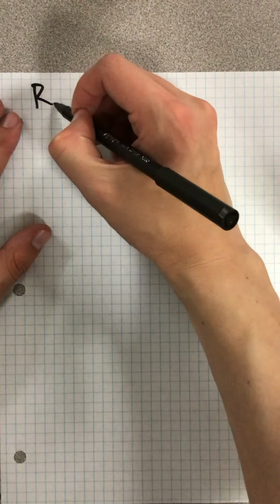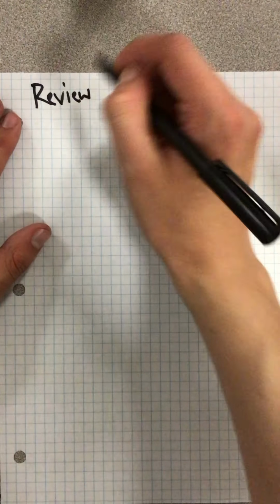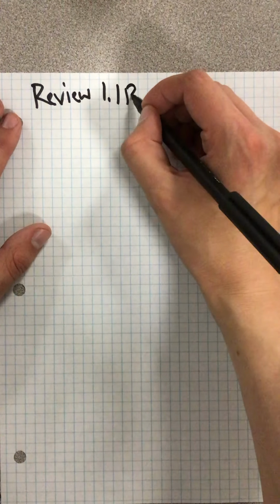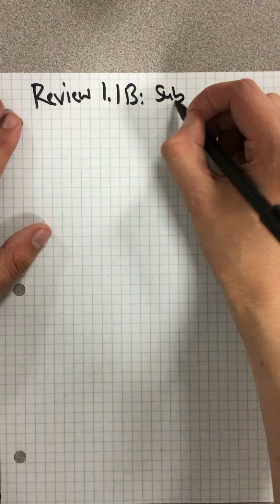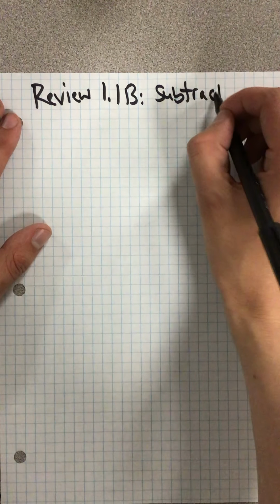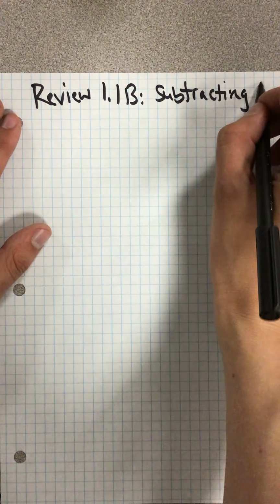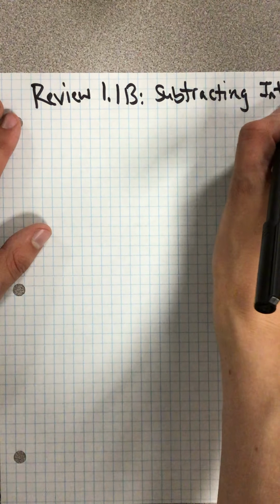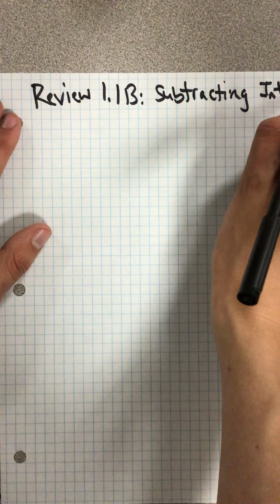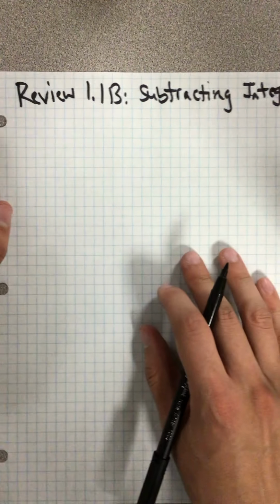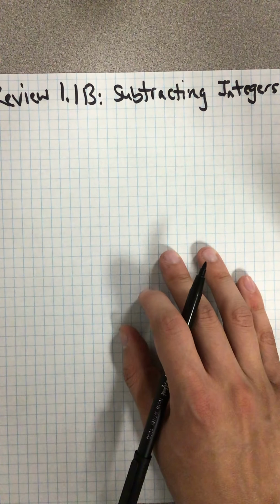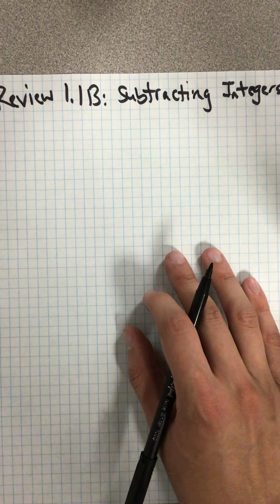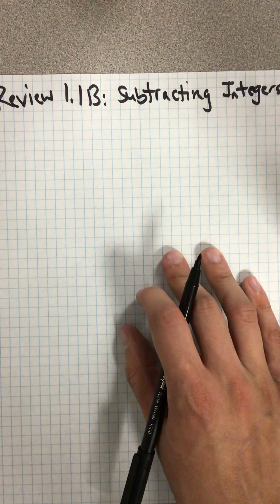This is review. 1.1b, subtracting integers. Subtracting integers, which I realize is going right off the screen. So we move this over and you can still see most of it. Anyway, close enough. 1.1b, subtracting integers.